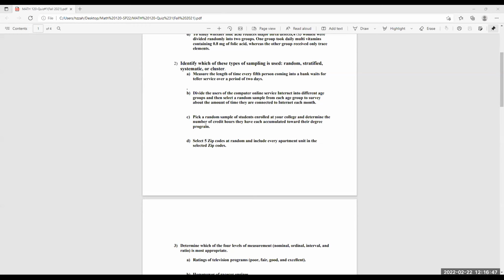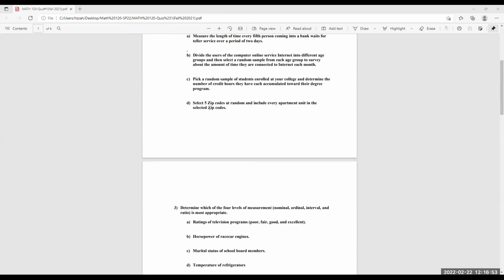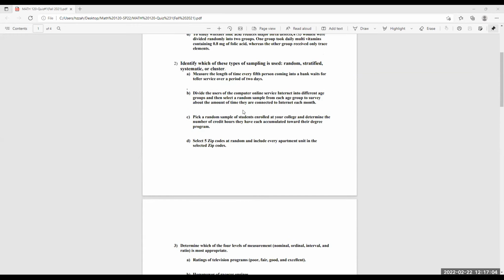The third part is random because they say pick a random sample. And the last part, you see, select 5 zip codes and include every apartment. It's clustering because there are many, many zip codes, and you just pick 5 of those. So if you miss a point, you miss this one.